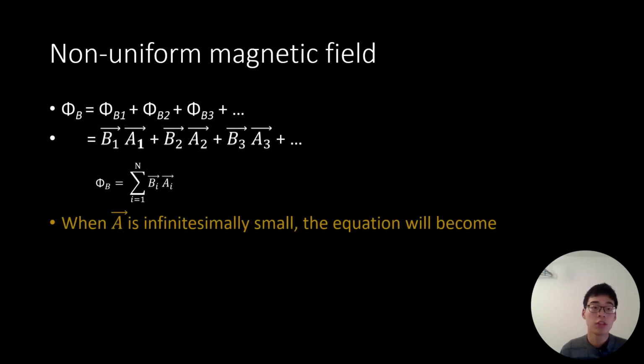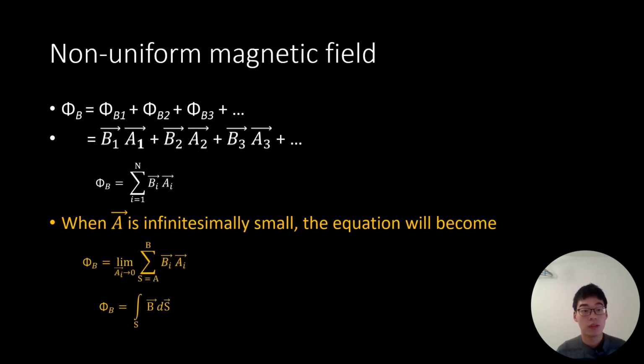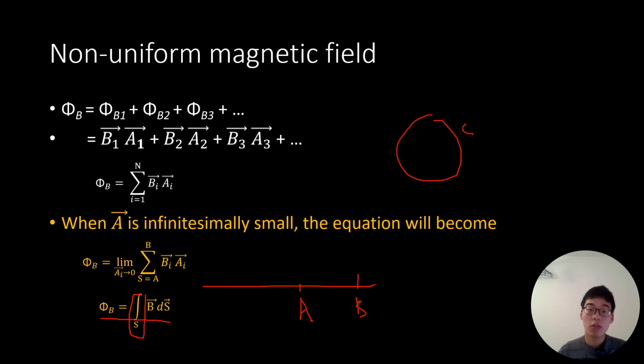And we do the same thing. When A is infinitesimally small, the equation will become an integral, which is phi B is equal to the integral of B dot dS, a vector product between B and S, integrated over a surface S. In this case, because we are integrating over an area, we are no longer integrating along a line between two points. We are integrating across a certain area, S. So the integral form will change to an S here.